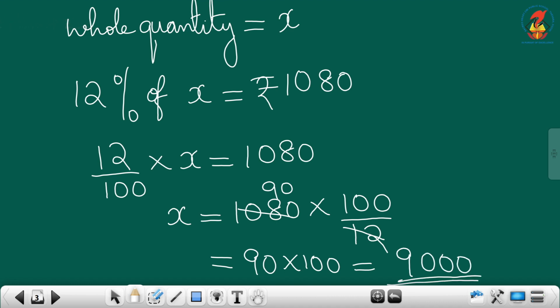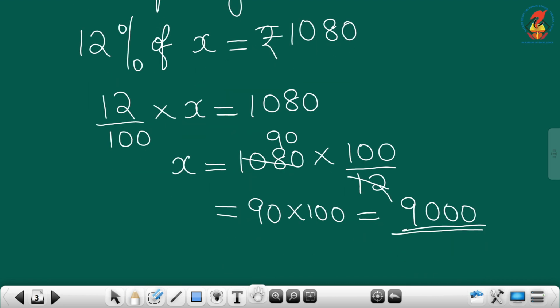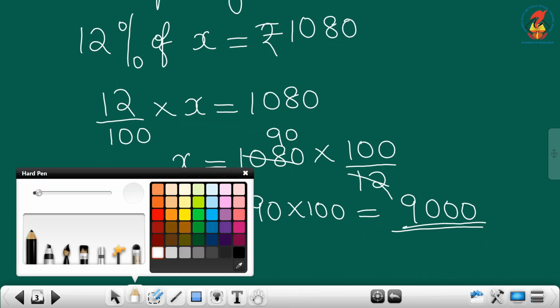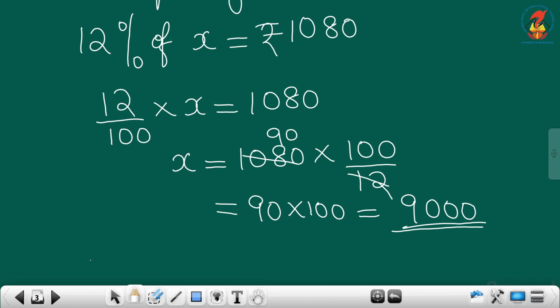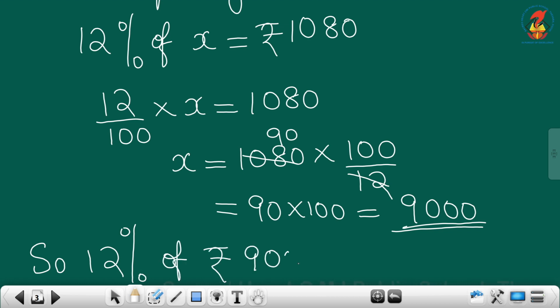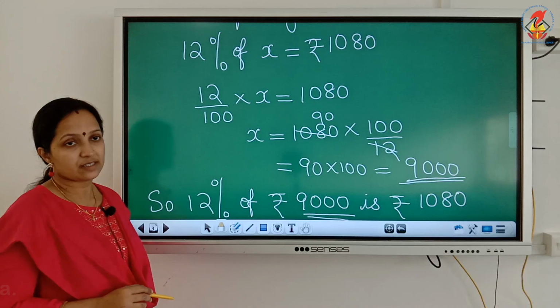So what does it mean, children? 12% of rupees 9,000 is rupees 1,080. I hope this answer is clear.